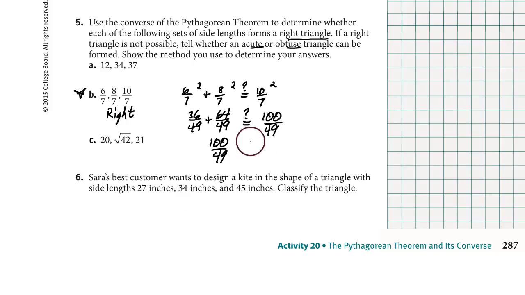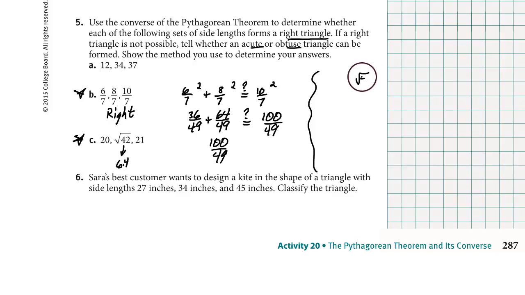But what if this had not worked? How would we have known whether it makes an acute triangle or an obtuse triangle? Let's try question C together, over here on the right side of the screen. The smallest number there is what we want to put in for a. So what is the smallest number? The square root of 42 is 6.4. So that's the smallest number, and that's what we're going to fill in for a.